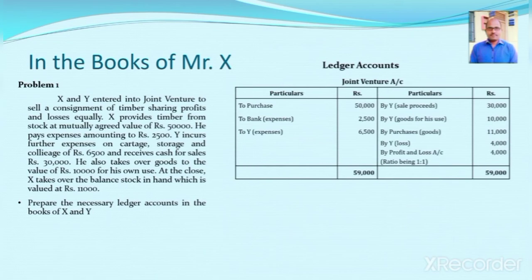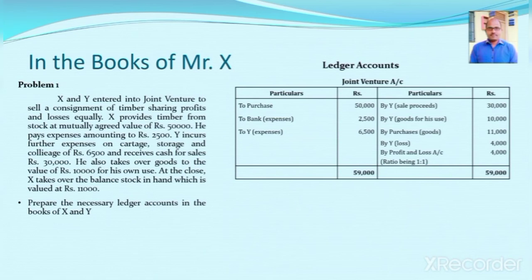You can see on the debit side we have debited purchase account with 50,000 and bank account with 2,500. These two are the expenses incurred by Mr. X, and 6,500 is the expense incurred by Y. To the credit side, you can see the sales proceeds of Y, goods taken over by Mr. Y, and goods taken over by Mr. X, which is credited with purchase account 11,000.